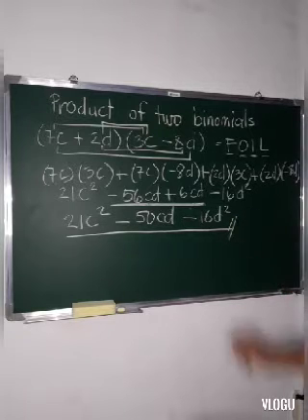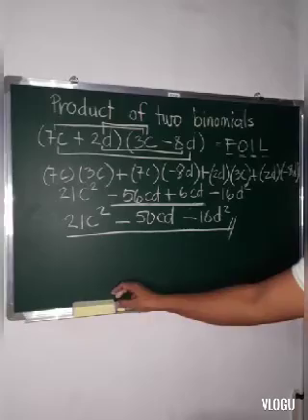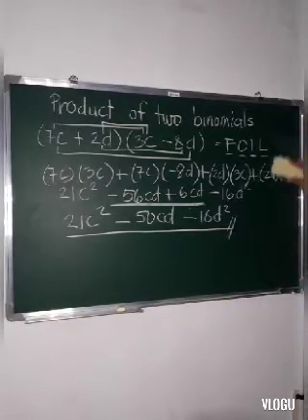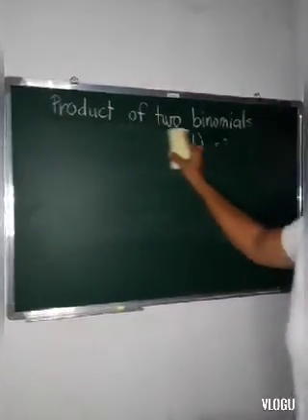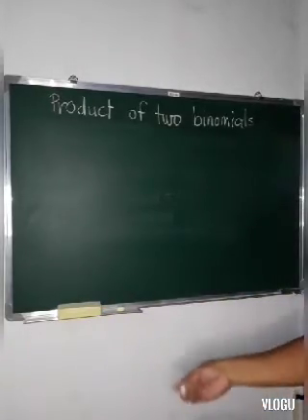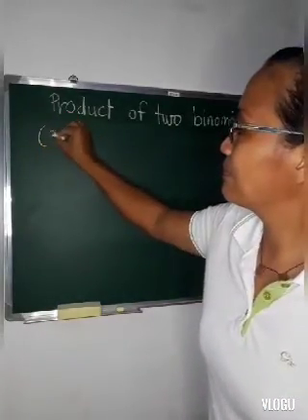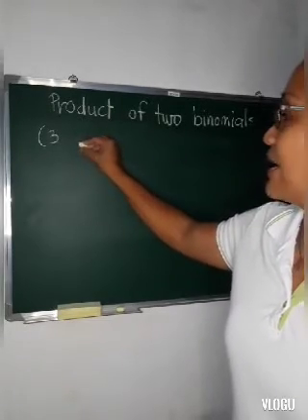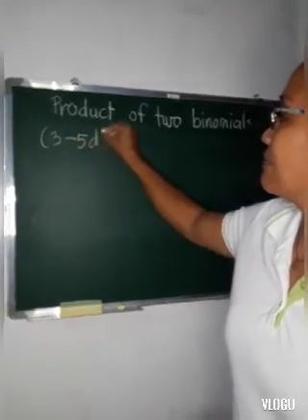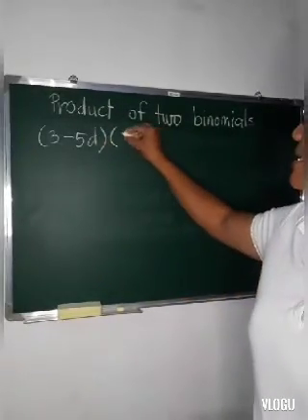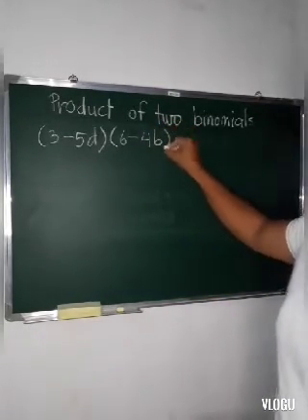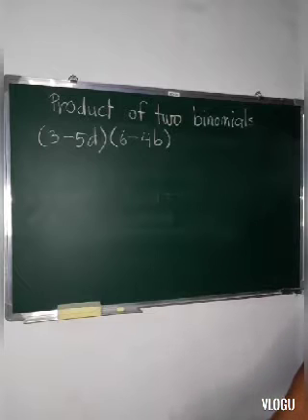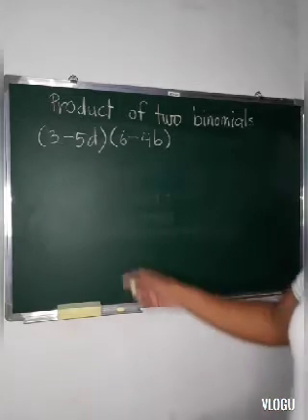Okay, next, I'm going to give you another example. Okay, this time, we have here 3 minus 5D multiplied with 6 minus 4b. Okay, so a while ago we used the FOIL method. Now we're going to use the distributive method.